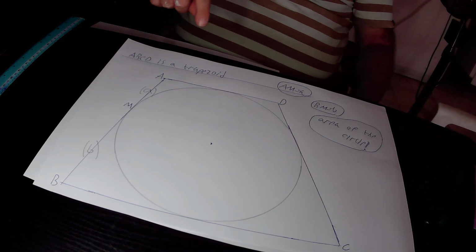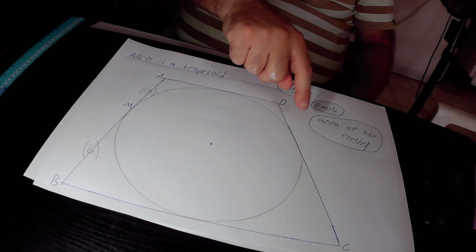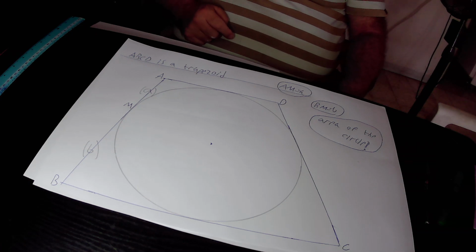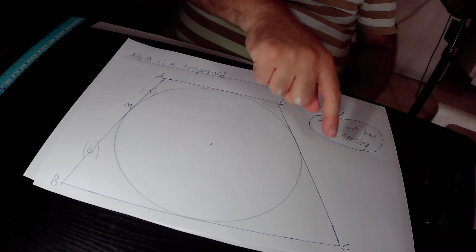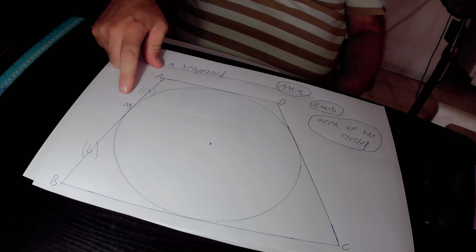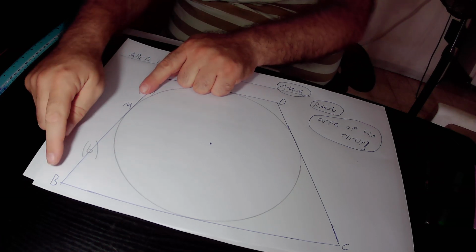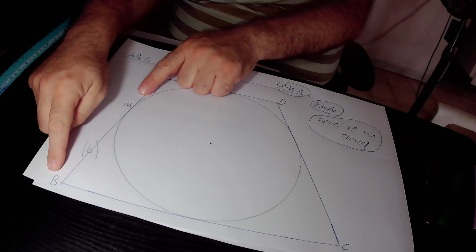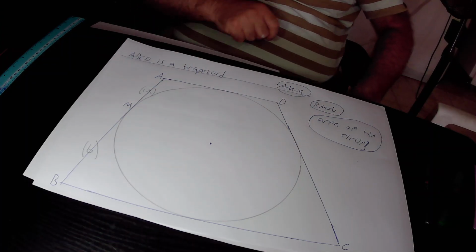In the drawing, we have trapezoid ABCD that encloses this circle. This circle is inscribed by trapezoid ABCD. In addition, we know that this line segment AM is equal to a units in its length. This is line segment AB that is equal to b units in its length. Again, our mission is to find out the area of this circle.